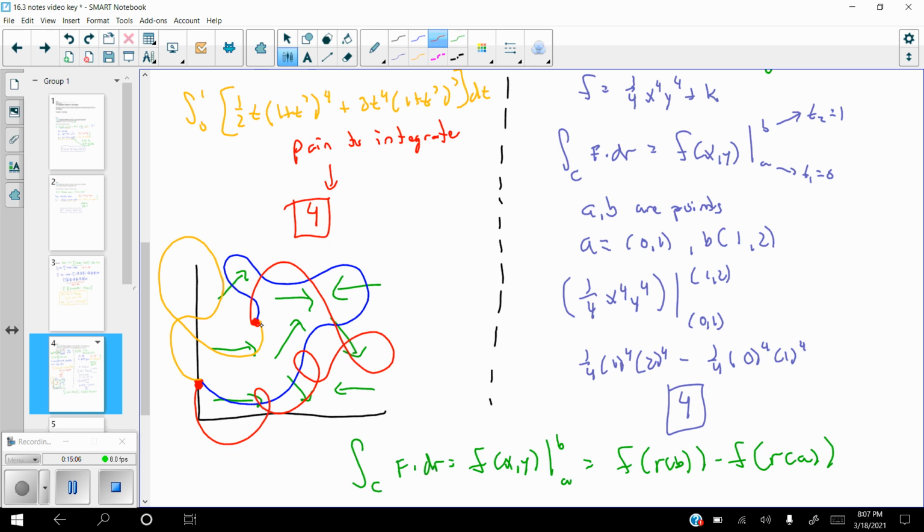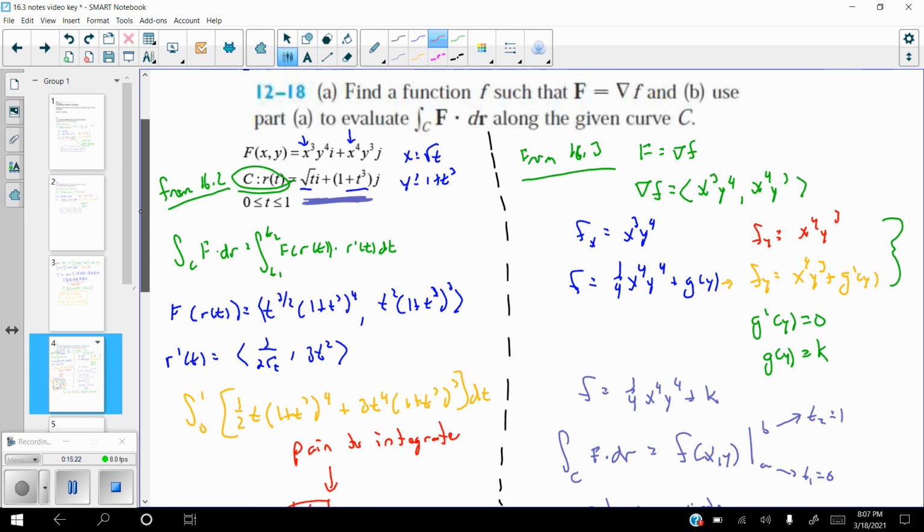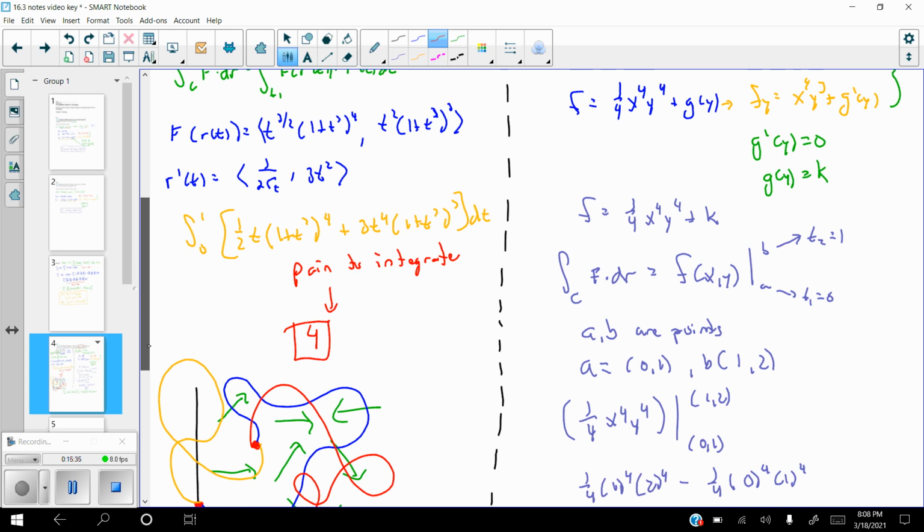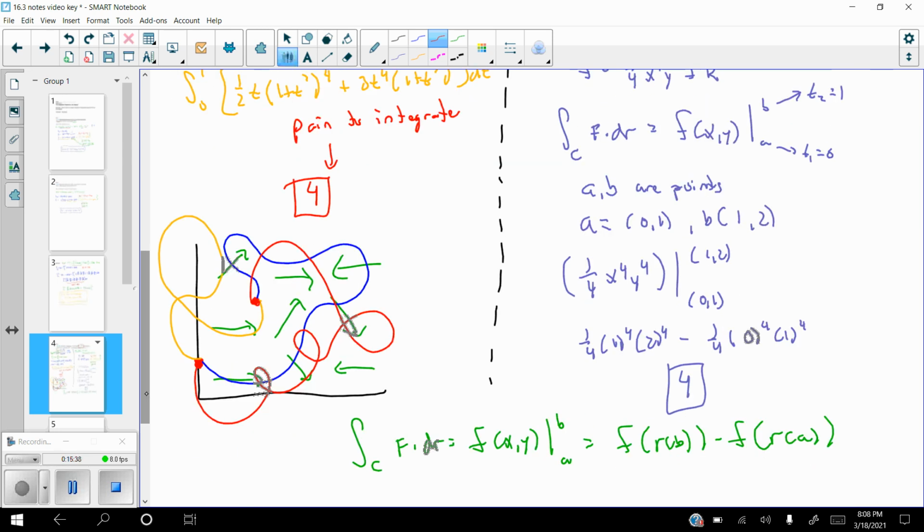It doesn't make any difference which direction I go over this force field, over this force vector field. All that matters are the endpoints. Now, again, this is assuming that the vector field can be defined as the gradient of f. If that is the case, it doesn't make any difference what happens in between. It only matters about the endpoints. Okay, that's actually a really important concept.